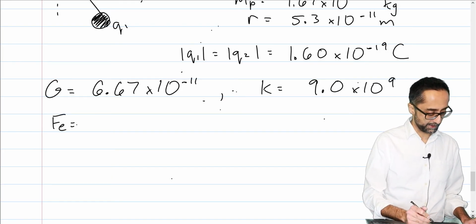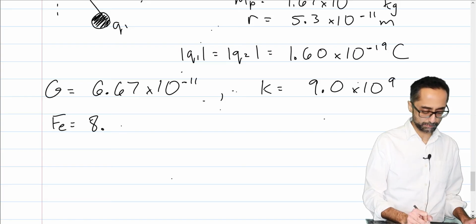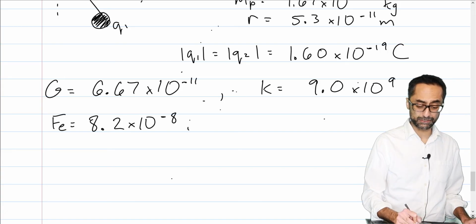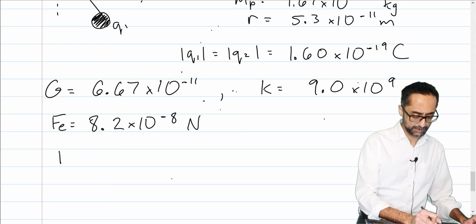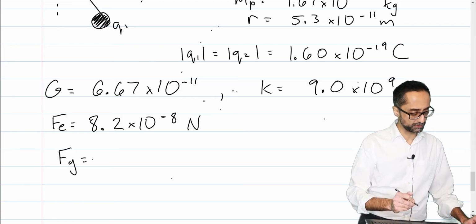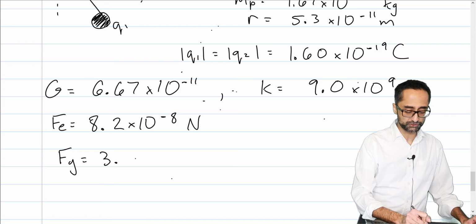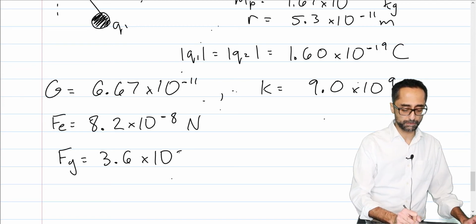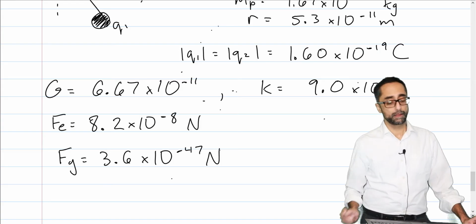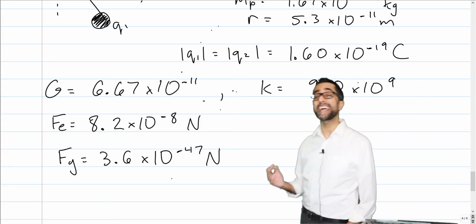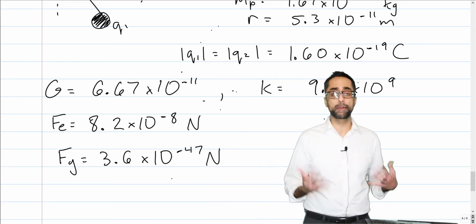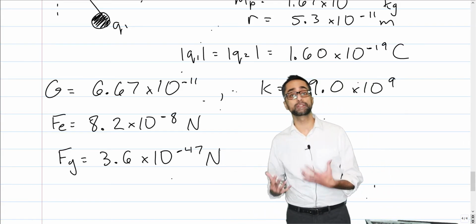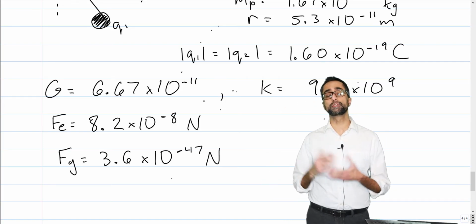Please compare. I have the electric force being 8.2, just to 2 sig figs, times 10 to the negative 8 newtons. Wow, that's the smallest force I think I've ever dealt with in first year physics, while the gravitational force is smaller still. Much, much smaller, in fact. 3.6 times 10 to the negative 47 newtons. So insignificant. It is very close to nothing, and clearly is much, much smaller than the electric force between a proton and an electron.